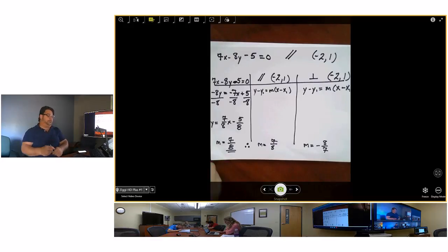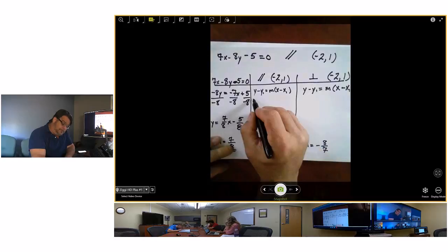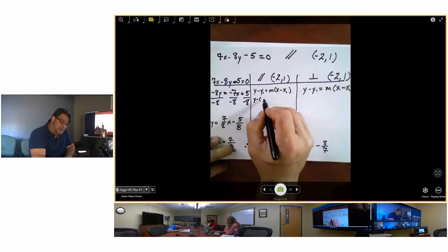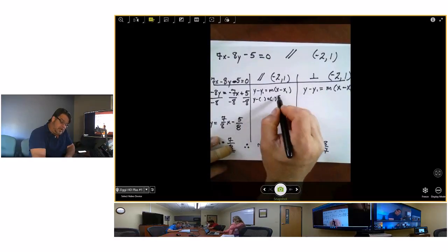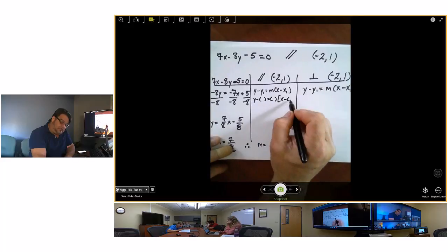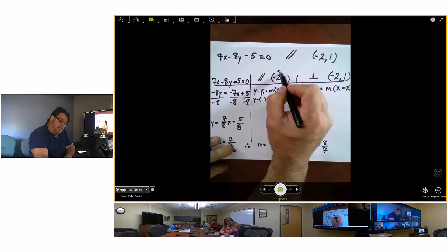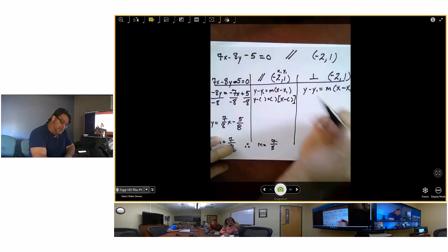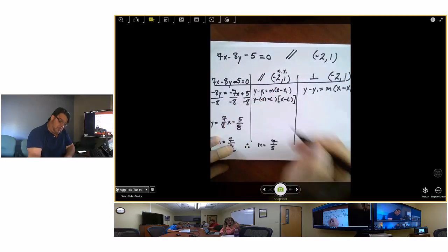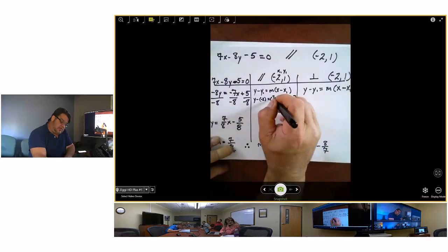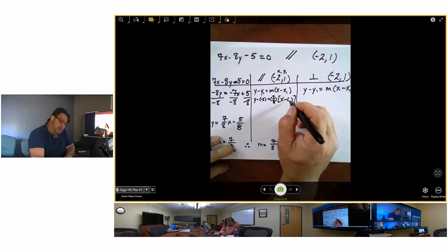Okay, so here we go. y minus y1 is equal to m times x minus x1. And this is x sub 1, this is y sub 1. So a negative 2 is going to go right here. 7/8 is going to go here. And 1 is going to go there.